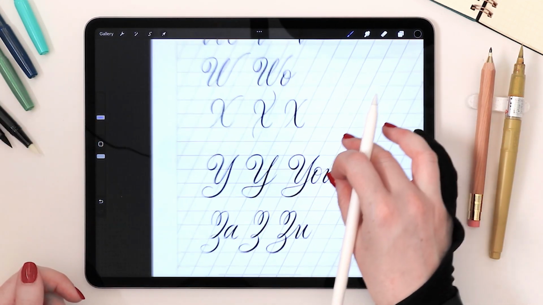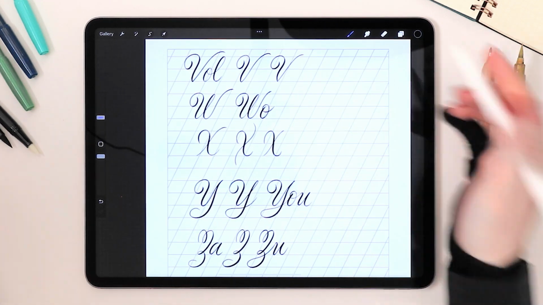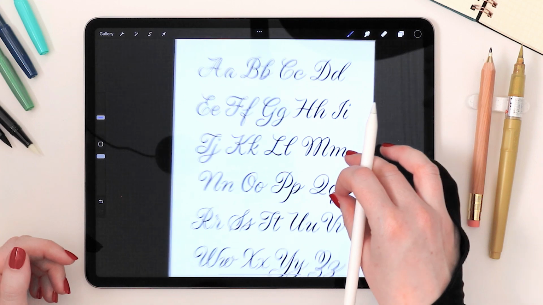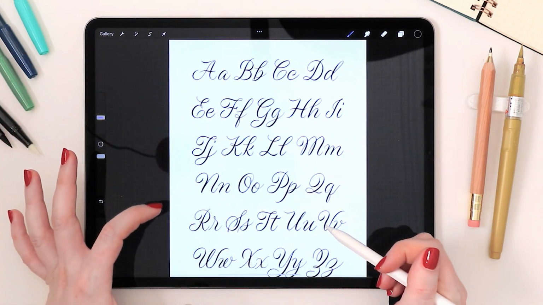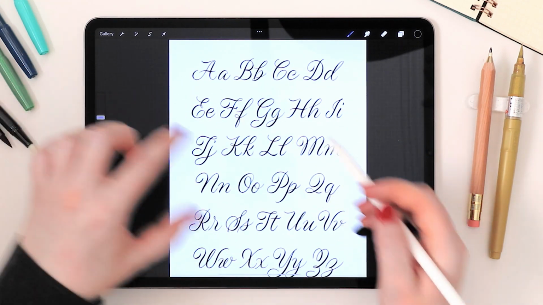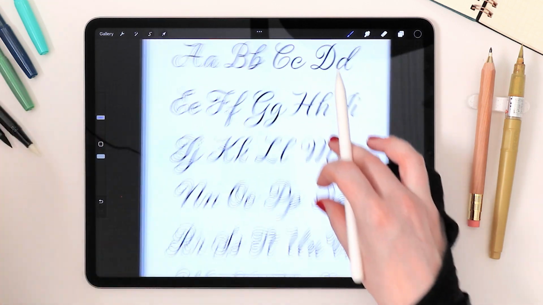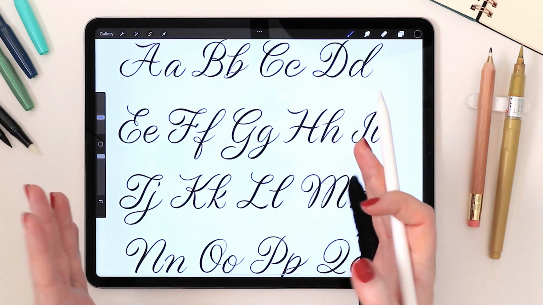So there we have our uppercase. Please do download the worksheet. You're going to be able to practice all the uppercase letters individually and then come back and practice with a worksheet that looks like this, where you have upper and lowercase letters together so you can really see how their counterparts relate to one another.